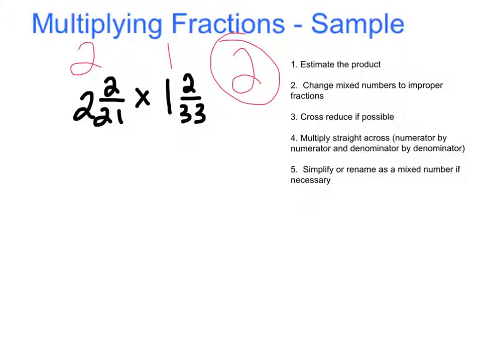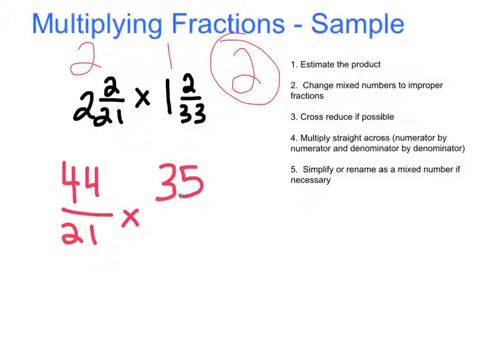And then I want to solve this. I'm going to change my mixed numbers to improper fractions. So I'm going to multiply 21 times 2, and then I'm going to add 2. So 21 times 2 is 42, plus 2 is 44. I'm going to keep my denominator the same, 44 over 21. I'm going to multiply that by 33 times 1 is 33, plus 2 is 35, so 35/33.